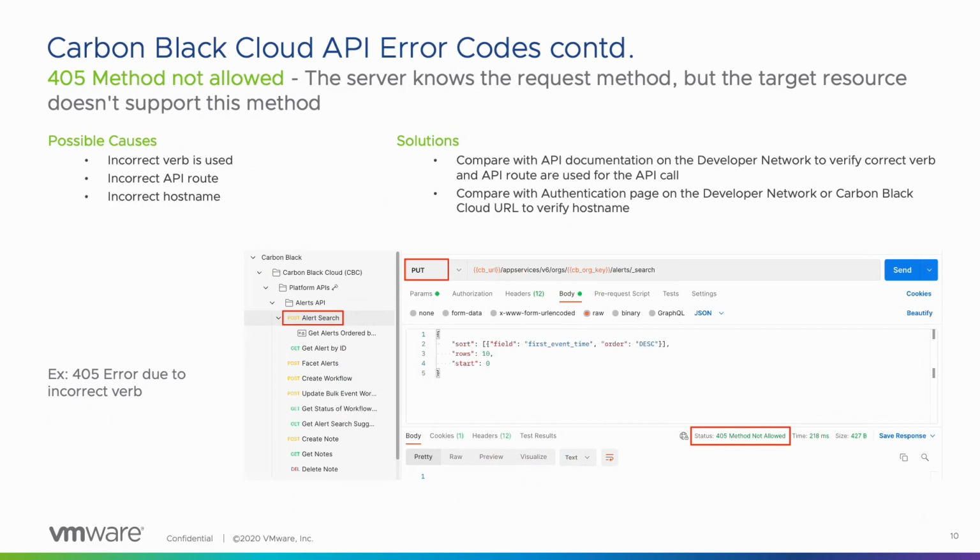A 405 error occurs when the server knows the request method, but the target resource doesn't support the method. This can be caused when the wrong verb is used and there's no other call that uses that verb, or when the API route is incorrect or the hostname is incorrect.